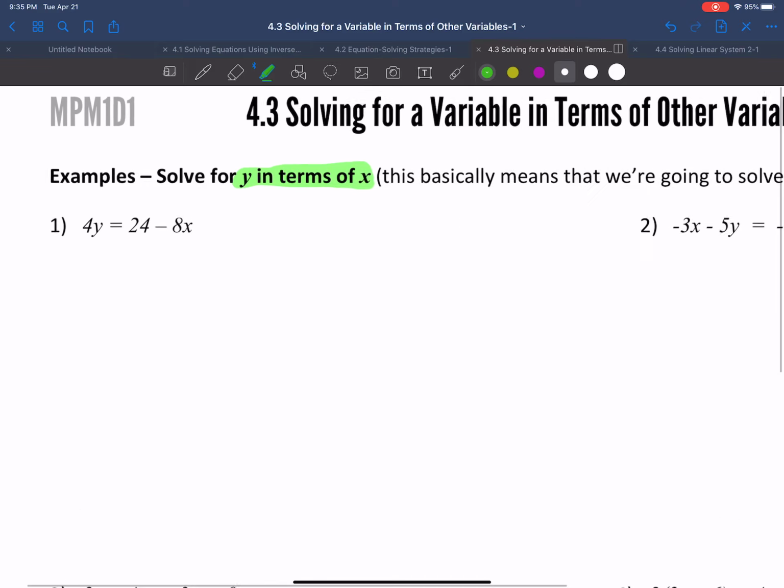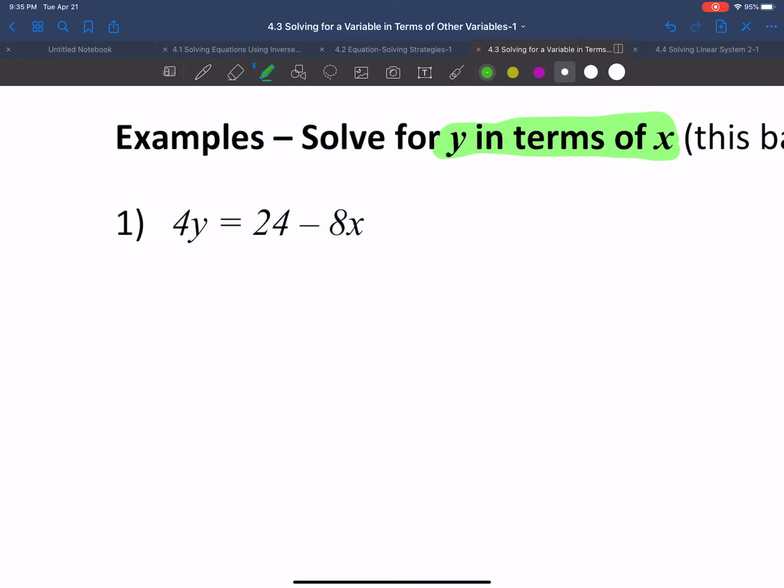If we look at number 1, I have 4y is equal to 24 minus 8x, and I want to get y by itself. I don't really care what's on the other side, I just want y by itself. So what's 4 doing to y? It's multiplying. So we do the opposite, divide by 4. But I have to do the same thing to both sides, so I'm going to divide everything on the other side by 4.